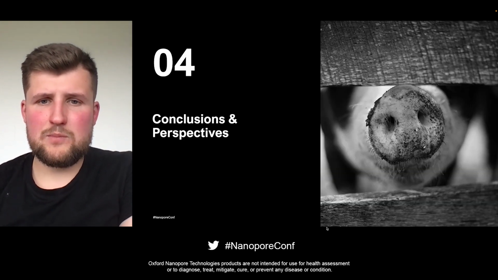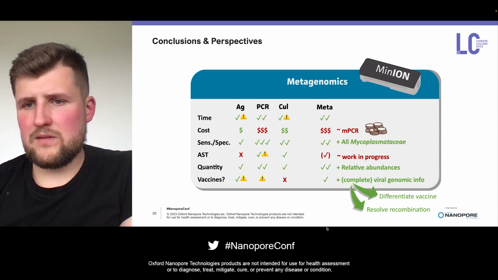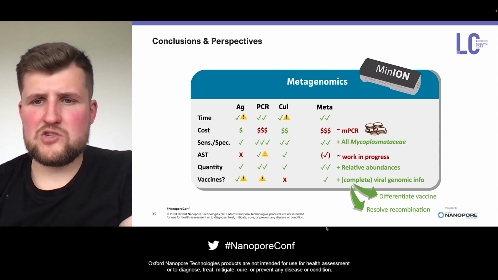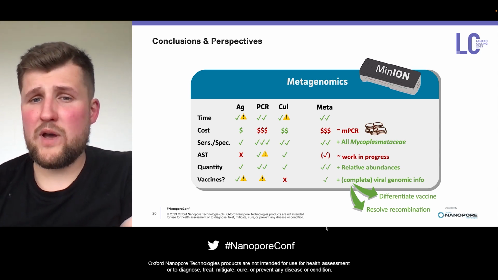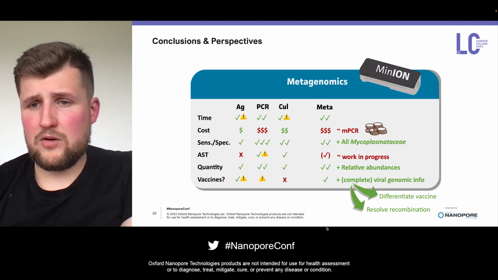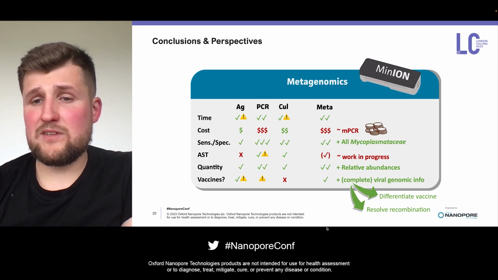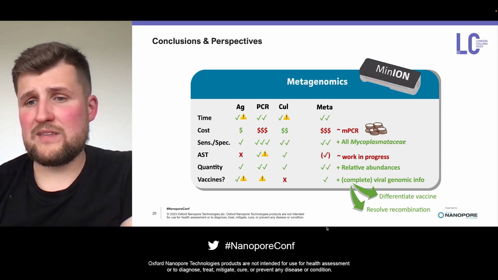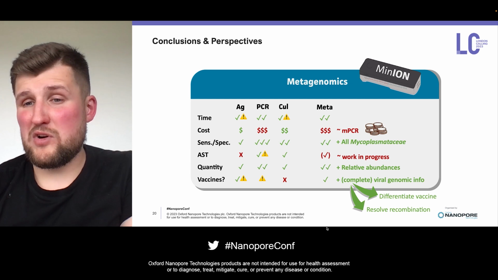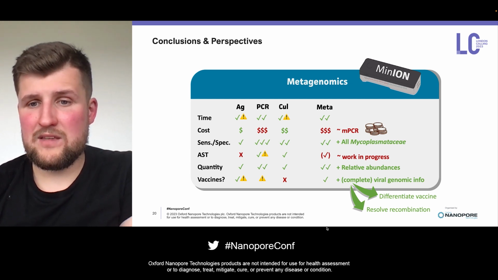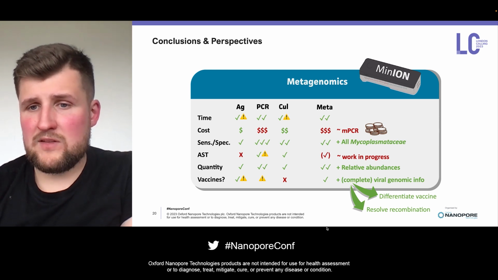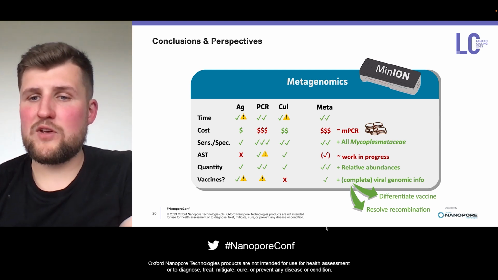Now, the conclusions and perspective of this work. As you can see here, this is the comparative table as I showed before. The metagenomics is quite good in its time. It has a high cost, which is at the level of multiplex PCRs. Its sensitivity and specificity are good, plus it can also identify all Mycoplasmata, which are almost impossible to grow in many cases. It is also not dependent on the host species. We can perform antibiotic susceptibility testing, however, this is work in progress.